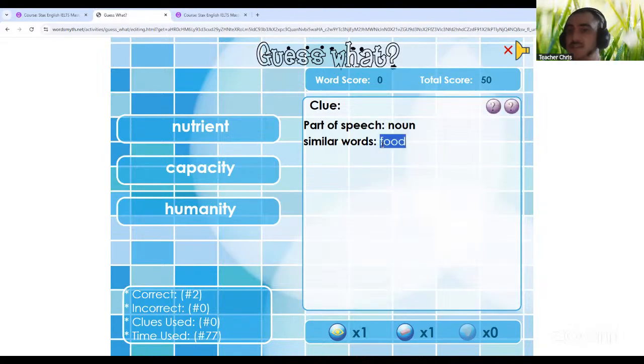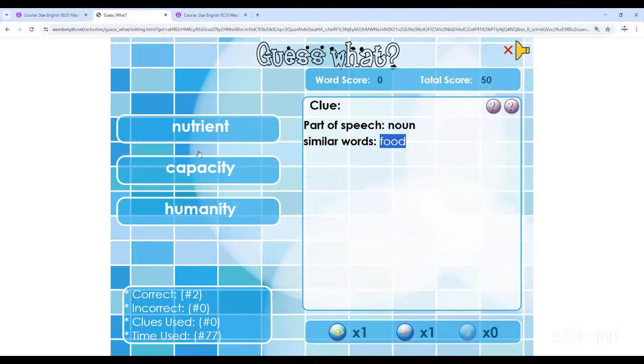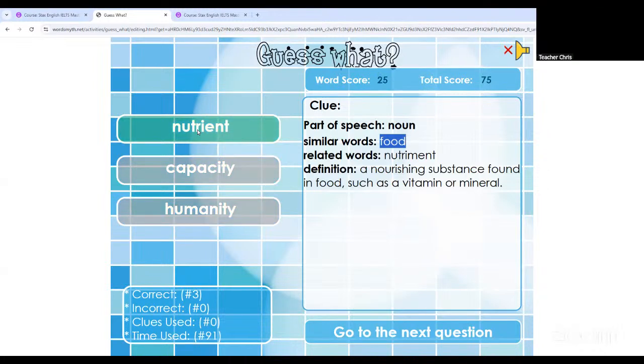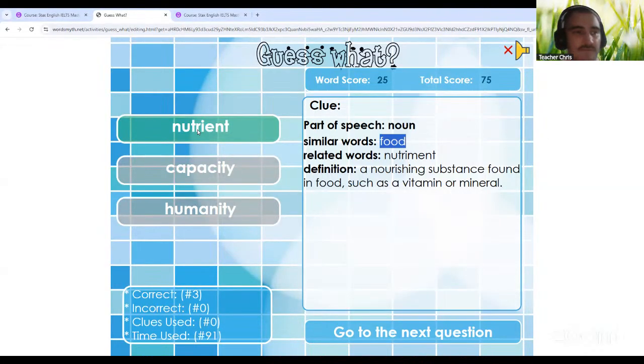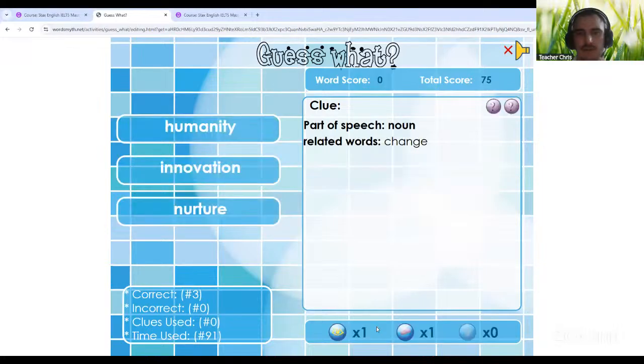Next, we have a noun, and a similar word is food. So it's related to food. Any ideas? Nutrient. Well done, Fuang. Yep. A nutrient. So a nourishing substance found in food, such as a vitamin or a mineral. Very good. Let's try the next one.